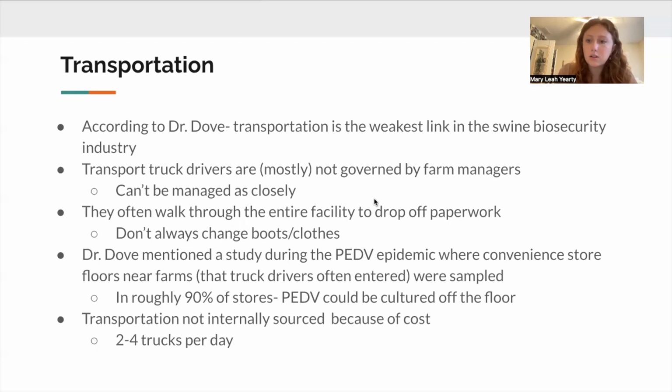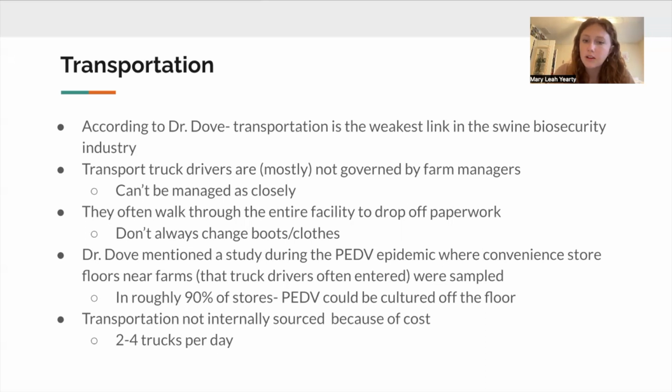Transportation. I spoke with Dr. Dove, and he believes that transportation is the weakest link in the swine biosecurity industry. A lot of these transport truck drivers are not technically employed by that farm. They're hired from an outside service because the startup cost of buying all these trucks, hiring drivers is pretty steep, and so it's a lot easier to just source through these companies that transport livestock. But the point there is that they can't be managed as closely by the farm managers. They often walk through the entire facility, sometimes without changing boots or clothes, to either drop off paperwork or let someone know they're there.